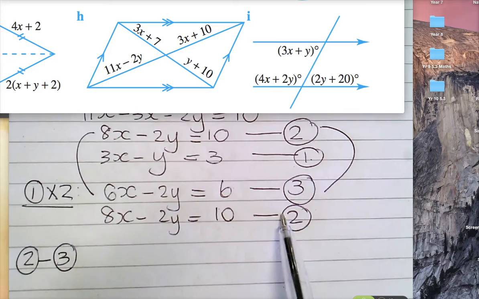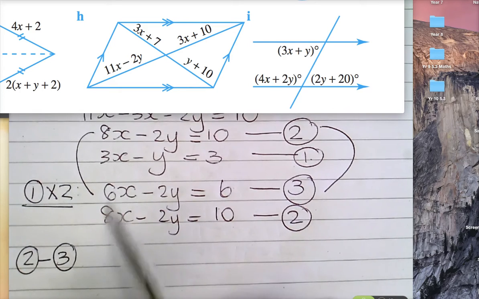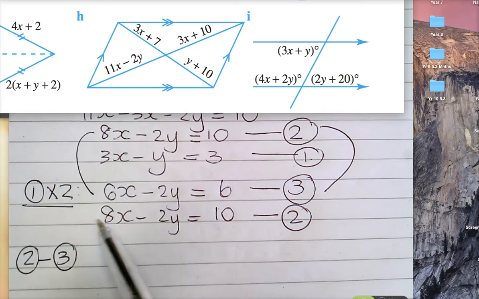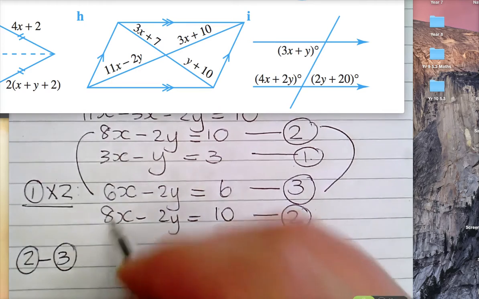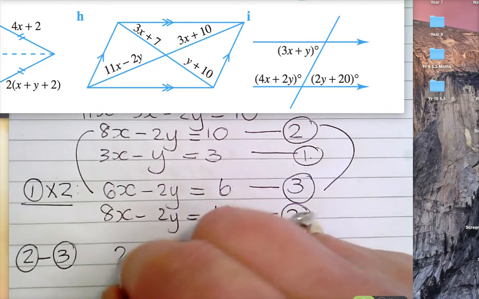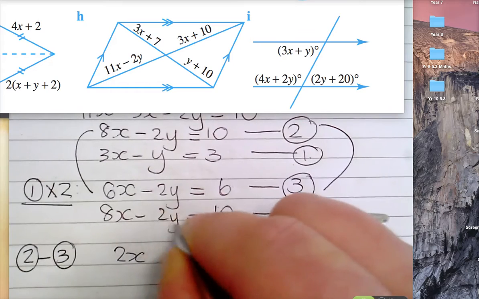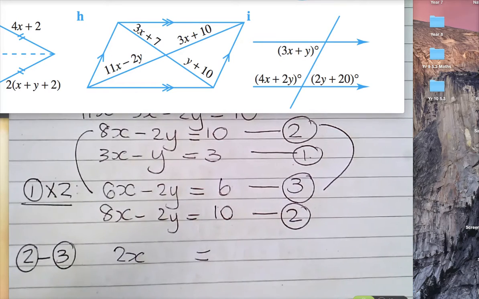I've rewritten equation 2 down there and I've decided to do equation 2 minus 3 because when I have a quick look, the x value in 2 is bigger than the one in 3 and the number in 2 is bigger than the number in 3. So what's 8x minus 6x? 2x. Negative 2y minus negative 2y is negative 2y plus 2y.